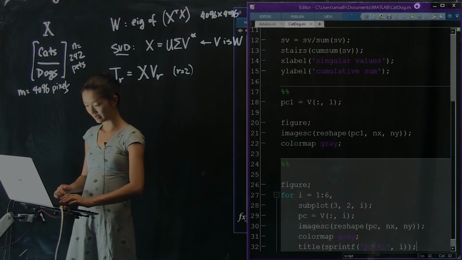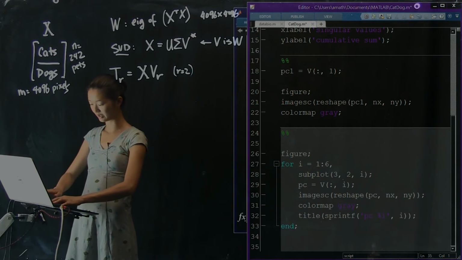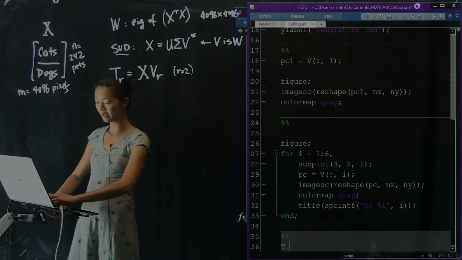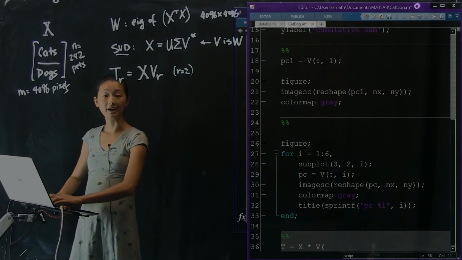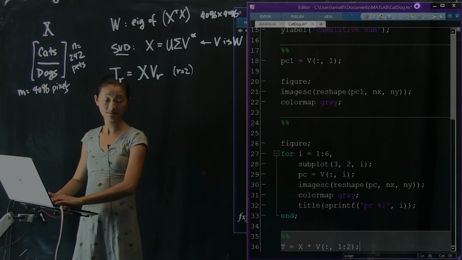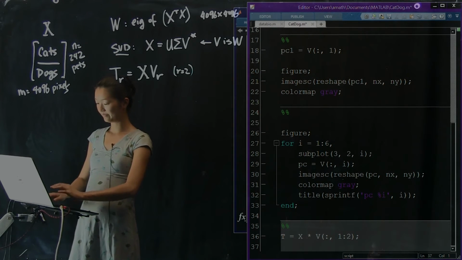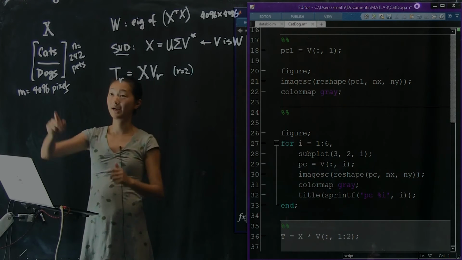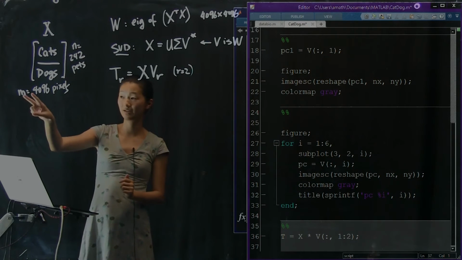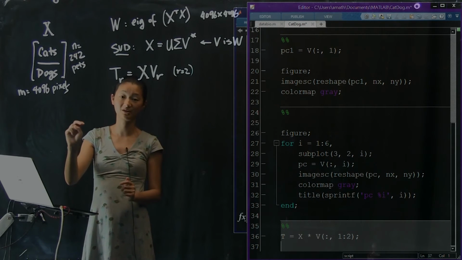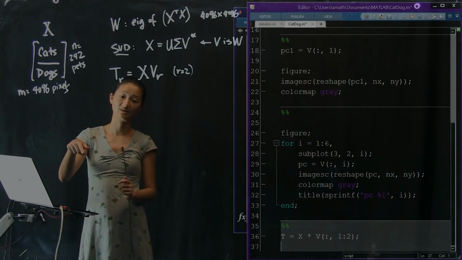So there's several ways of doing it, but let me just do exactly what I wrote down because that's easy for me to keep track of. So T equals X times V, and I'm going to be taking the first 2 columns of V, right? So like we discussed earlier, T should be a matrix that also has n pets, but instead of having m measurements, it's only going to have 2 measurements, which are the projections of how similar it is to PC1 and how similar it is to PC2.